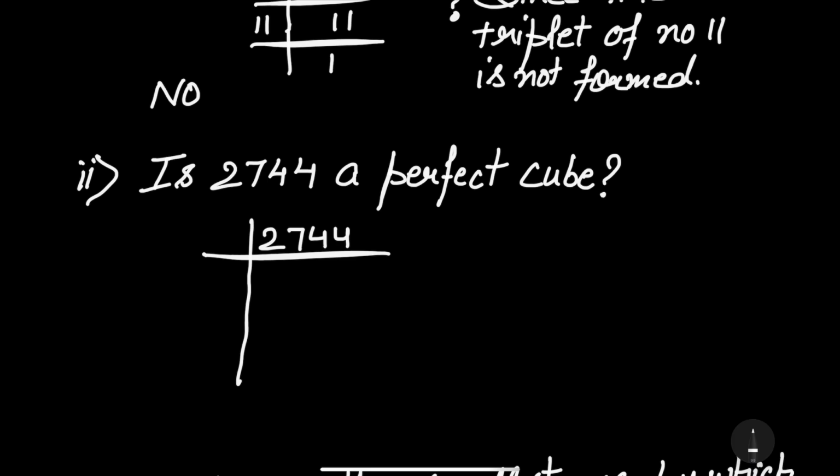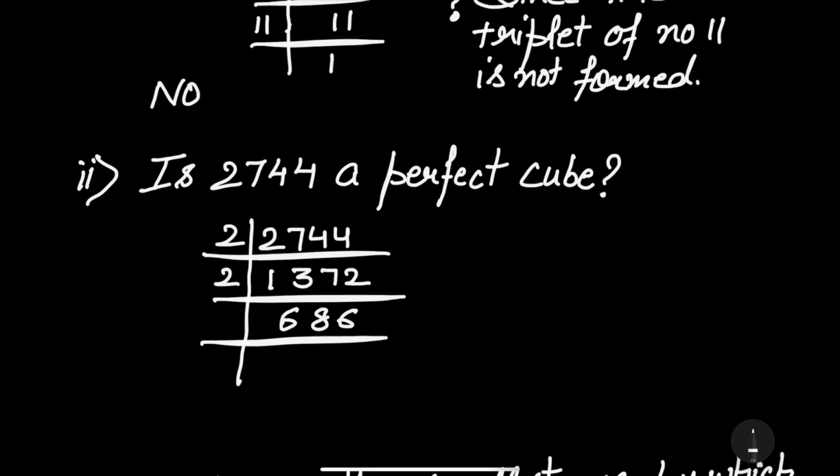So now the last number is even, so it will be easily divisible by 2. So what I will write here, 2. Then when I divide this 2744 by 2, what I will get, 1372. Again the last number is even, so it will again be divisible by 2. Then what number I will get here, yes, 686. Again the number is even, so it can go on the 2 table, it will be divisible.